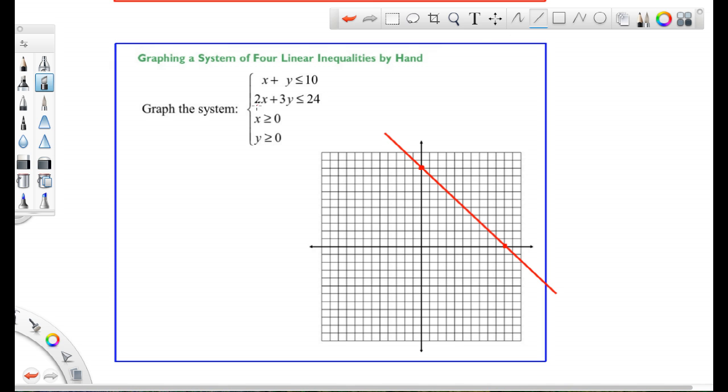Alright, next one, 2x plus 3y, 24. So if I make y 0, then x should be 12. So 2 times 12, so that should work. Well, 12 is over here. And I can do a different color for that. So we're over here. And if I make x 0, then 3 times 8 is 24. That was 10. So then this must be 8. So I need to connect those two with a straight line.